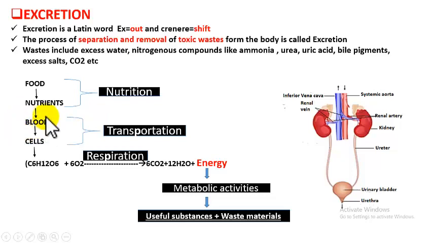Next, after the entry of nutrients into the blood, the blood carries the nutrients to all the cells, each and every cell of our body. This is what we studied in transportation. Next, inside the cells, the glucose component of the nutrients is oxidized to produce energy. That is what we studied in respiration, right? Now, what happens to this energy? This energy is used up in the metabolic activities that are going on inside our cells.